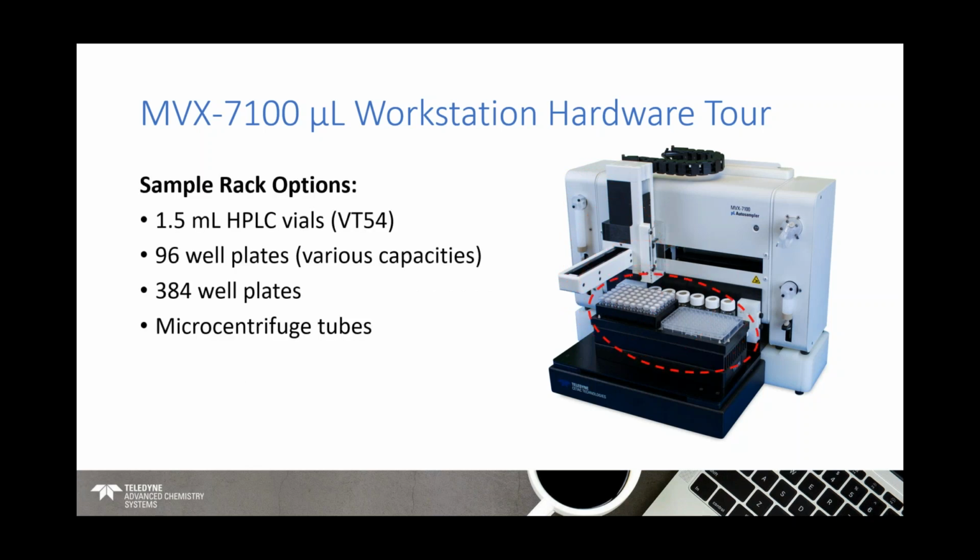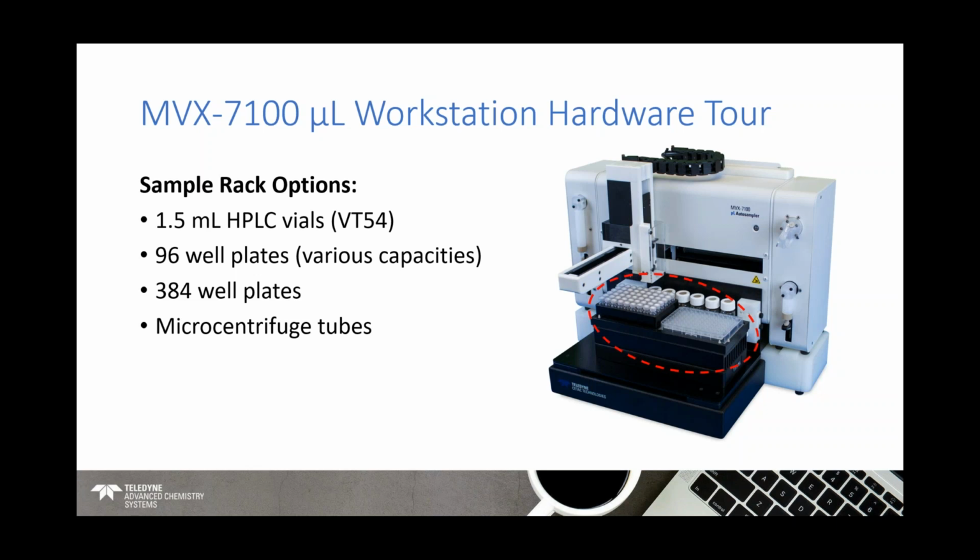Right. On the front of the system here, we'll go to sample rack options. So what we're looking at here is the options available are 1.5 milliliter HPLC vials, so those are the VT54 type.